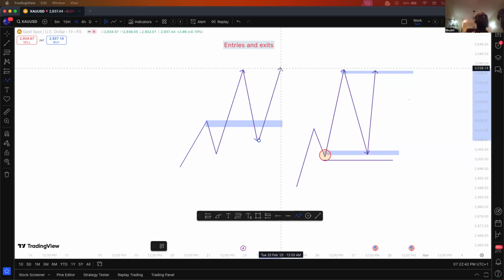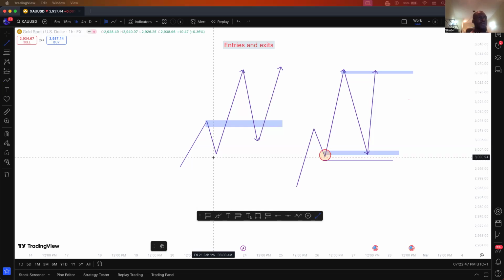So where do we drop our stop loss in this case? Our stop loss is still going to be a few pips below the higher low, which is somewhere around here. This is where our stop loss is going to be. Let me write SL there.